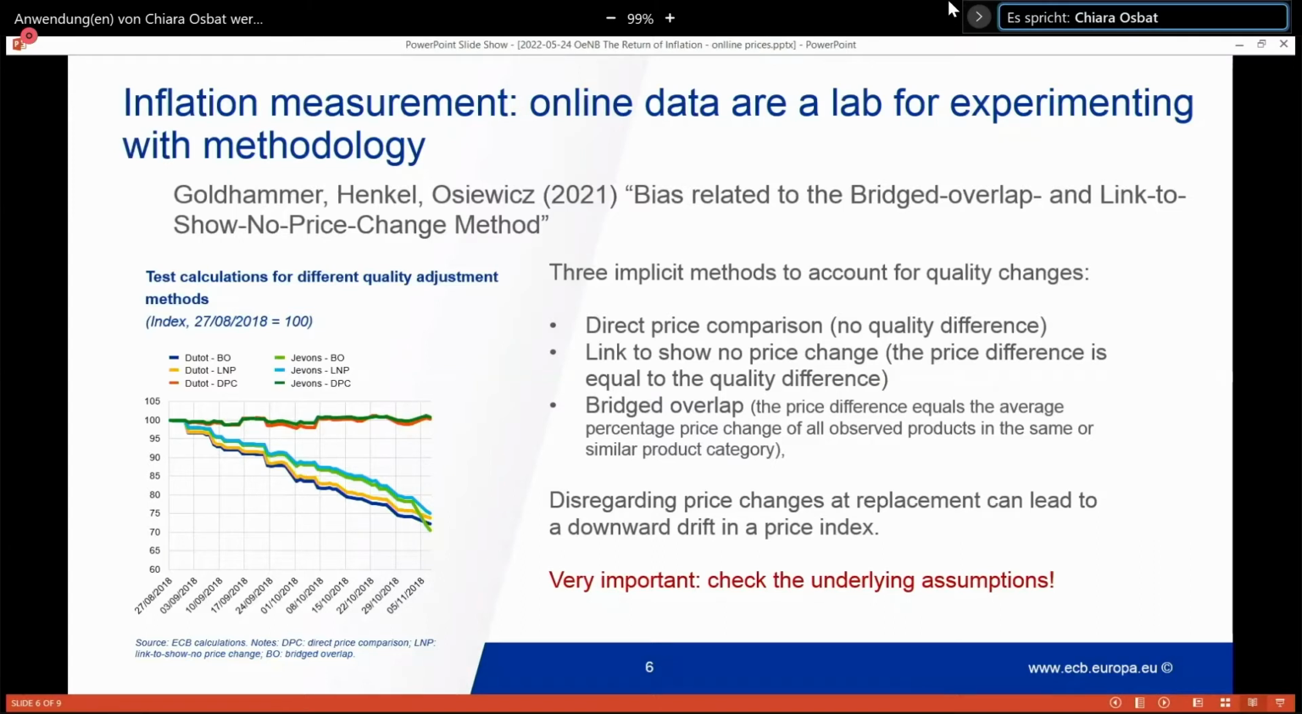Now, for those of you who don't read about the methodology of HICP on the beach, maybe drinking a Grüne, there are three implicit methods to account for quality changes that are used in the manual of HICP. One is direct price comparison, which means there's no quality difference, it's all price. There's linked to show no price change, which is the other side of it. So the price difference is equal to the quality difference. And then there's an in-between, which is called bridged overlap.